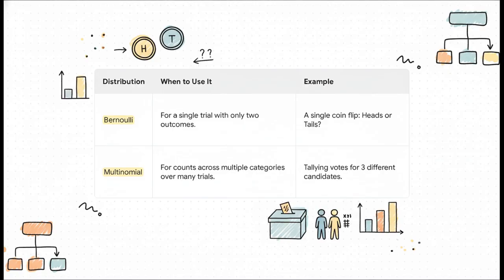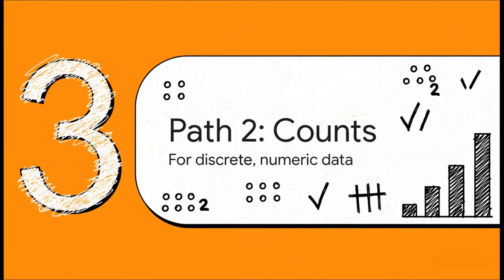But what if you're counting results across three or more categories, like tallying votes for a few different candidates? Well, then you're going to want the multinomial distribution. Simple as that. Okay, let's move on to our second path.